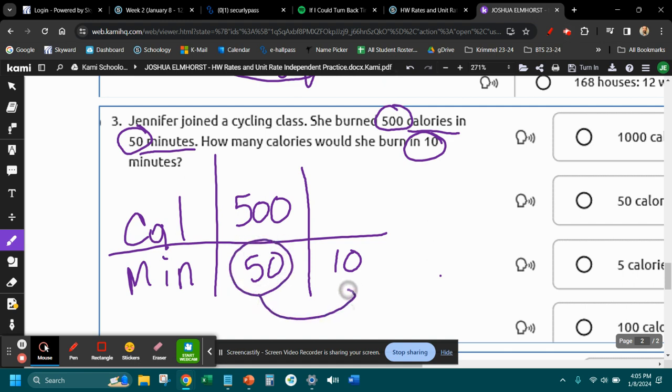Dividing by 5. So we're going to set up our ratio. We have calories being compared to minutes. So those are the given units. Then we have 500 being compared to 50. So now we set it up and we can see, nope, we're not multiplying, we're dividing. 50 divided by 5 would be 10. So now we use that factor to solve. 500 divided by 5 is going to be your answer.